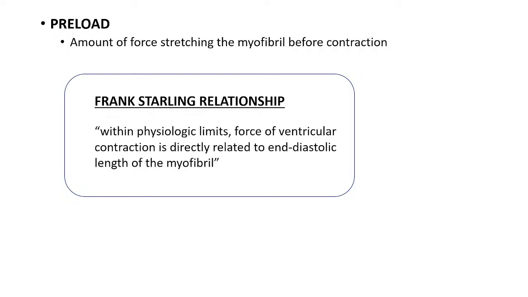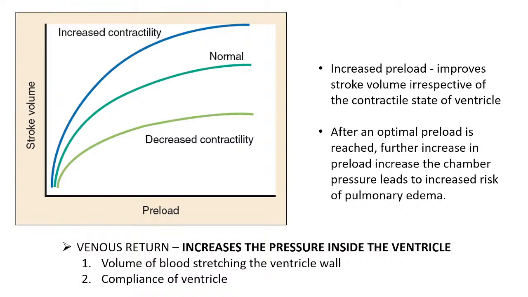Okay, exactly. So within physiological limits, the force of ventricular contraction is directly proportional to the end diastolic length of the myofibril. As the end diastolic length increases up to a physiological limit, the force of contraction increases. So as the preload increases, the stroke volume increases. You can see that irrespective of the contractility, whether decreased or increased, as the preload increases, the stroke volume goes up.